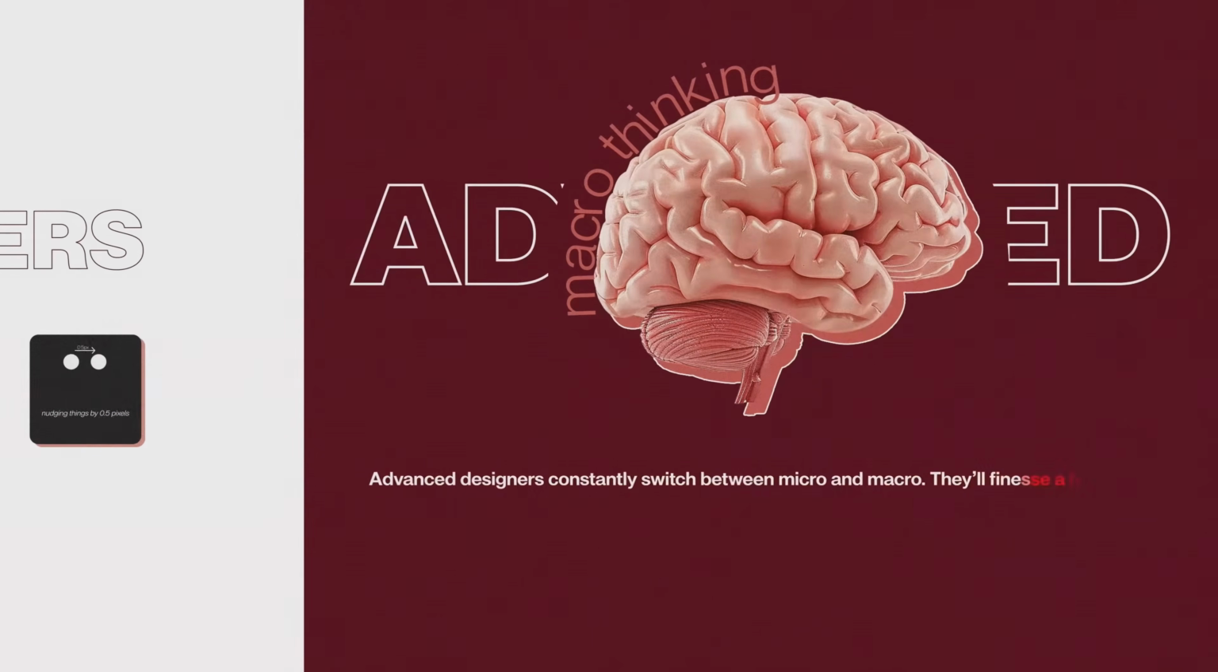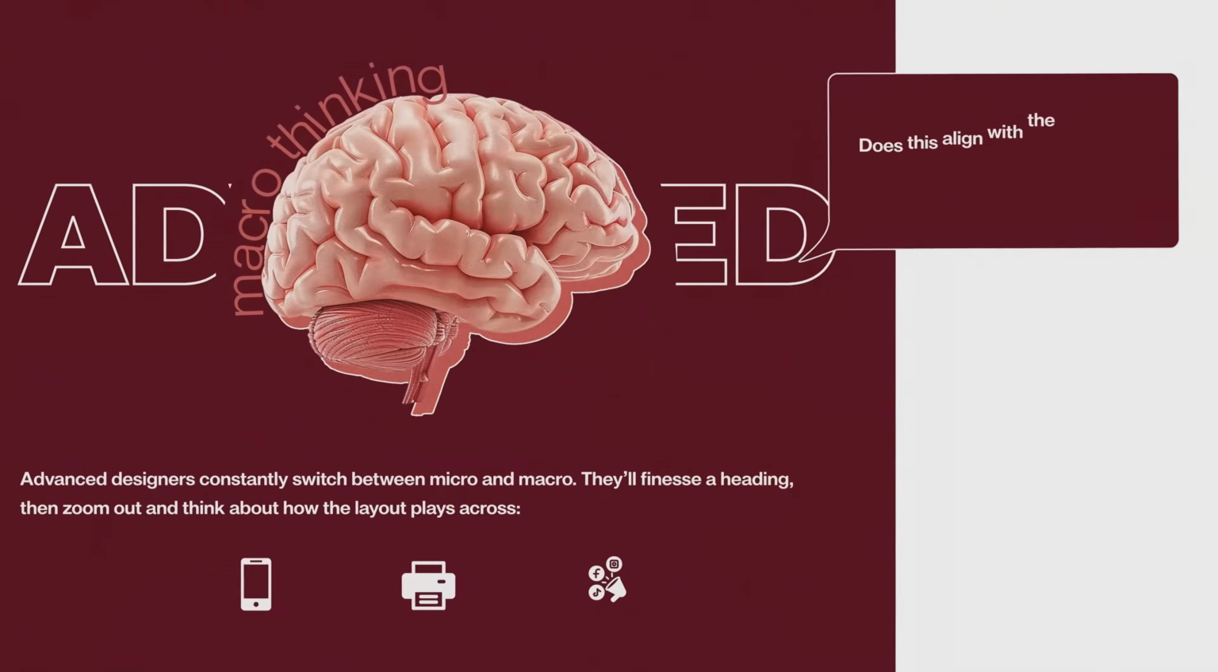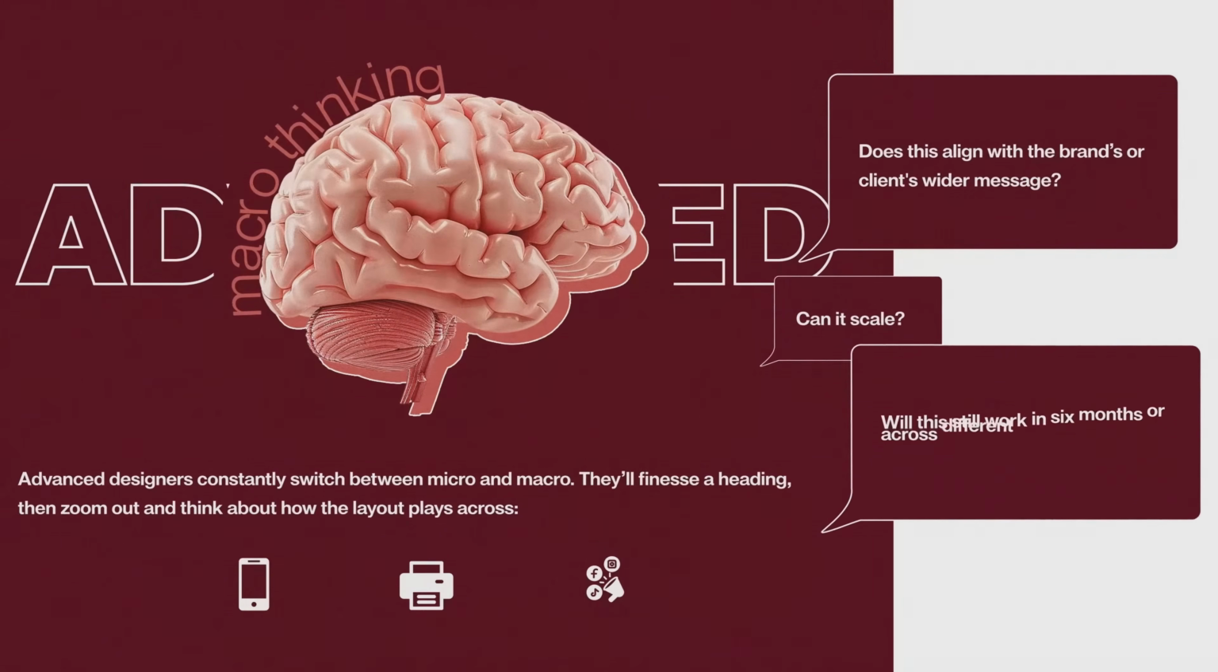They will finesse a heading and then zoom out and think about how that layout plays across mobile, print, and social media. They will ask, does this align with the brand's or the client's wider message? Can it scale? Will this still work in 6 months across different countries?